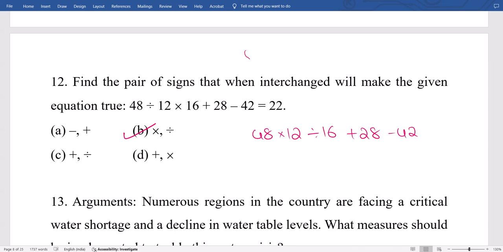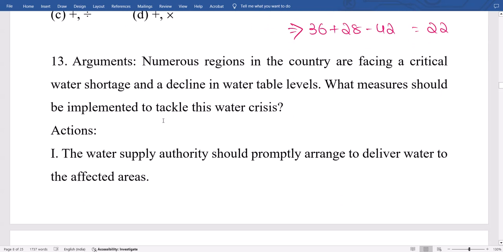Then what will happen? This can be written as 48 into 12 divided by 16, which is nothing but 36. 36 plus 28 is 64. 64 minus 42 is 22. B is correct, right? Whereas the 13th one, they give an argument.